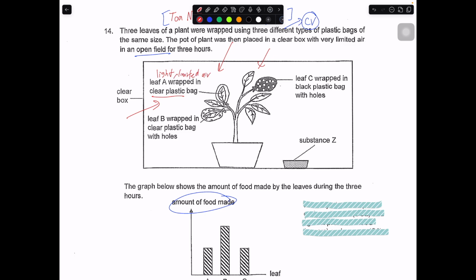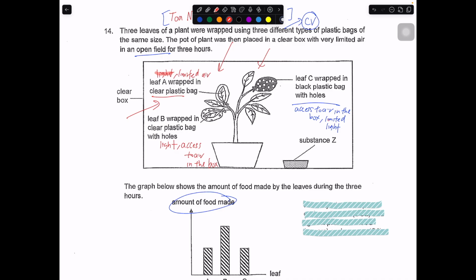A, limited air. And B, you will have light. Okay, so they will have access to air in the box. Last but not least, C, they have access to air in the box, but you have limited light.